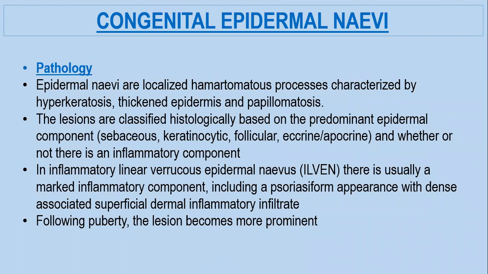The lesions are classified histologically based on the predominant epidermal component, either keratinocytic or organoid, like sebaceous, follicular, or eccrine epithelium, and whether there is an inflammatory component or not. If the inflammatory component is prominent, the lesions are called inflammatory linear verrucous epidermal nevus, or ILVEN. Usually there is a marked inflammatory component, which has a psoriasiform appearance with a dense superficial dermal inflammatory infiltrate. Following puberty, all these lesions become more prominent.